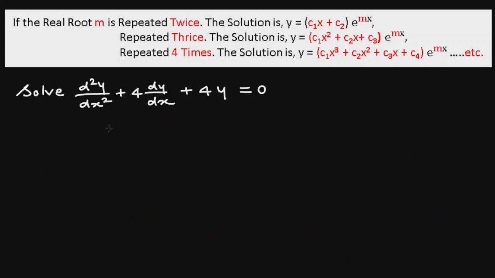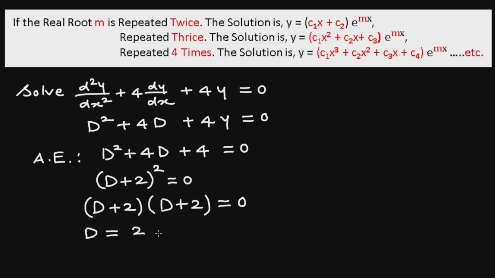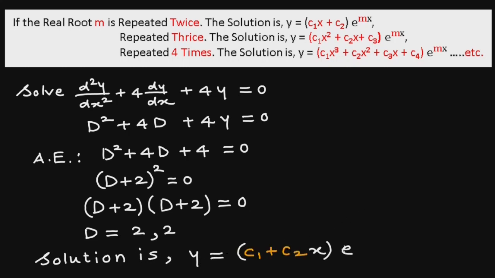Solve in terms of D. The auxiliary equation will be (D plus 2) whole square equals 0. (D plus 2) into (D plus 2) equals 0 gives two repeated roots of the auxiliary equation, D equals minus 2 and minus 2. Since the root is repeated twice, the solution of this LDE will be y equals (c1 plus c2x) into e raised to minus 2x, where c1 and c2 are arbitrary constants. The number of arbitrary constants is equal to the number of times the roots are repeated.